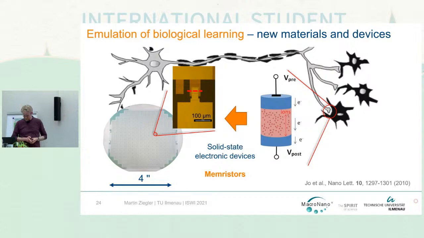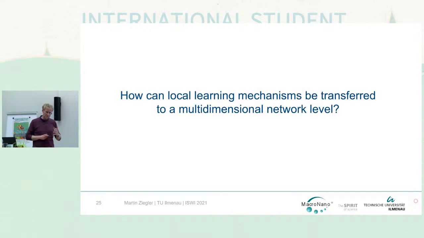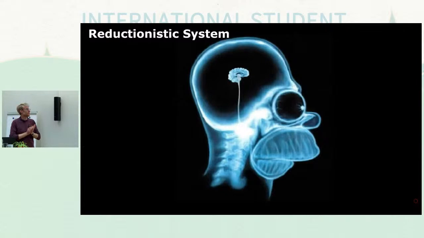This is fine, then we have a single device, a single synapse, but how can local learning mechanisms at a synapse be transferred to a multidimensional network level? Since our brain has a huge number of neurons, the question is how we can then do something which makes sense with that. For that, let us make a very simple approach, perhaps not the complete huge brain, but a very, very simple system. You can also put this in more scientific language: it is what we call a reductionistic approach or reductionistic system.